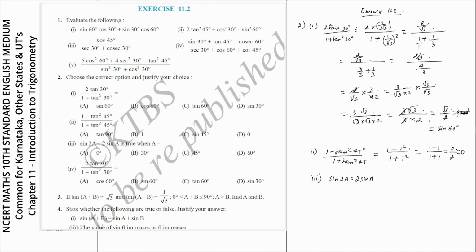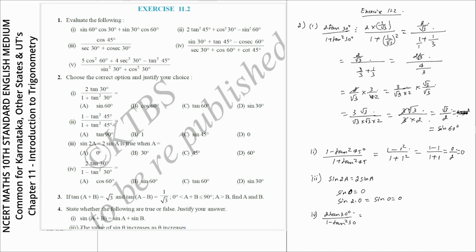The next sub question is in question number 2. Sin 2A is equal to 2 sin A is true when A is equal to how much? Sin A is equal to sin 0 degree, which is 0, and sin of 2 into 0 is also 0. Therefore the first option is correct, 0 degree.